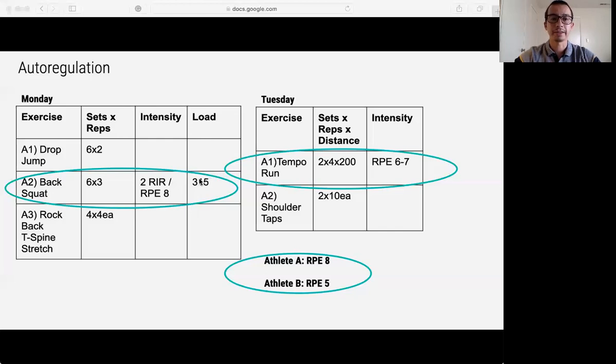On the other side, we have athlete B, RPE 5. Again, he's below that goal intensity of 6 to 7. So we'll just have him increase his pace for the rest of this session, trying to hit that 6 to 7 RPE.